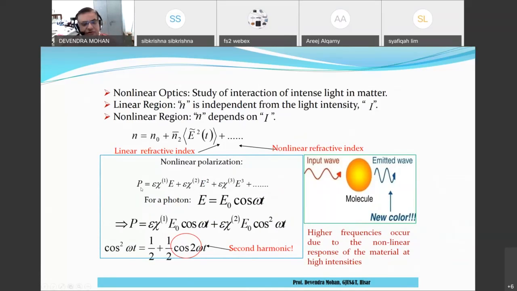As we know, the material is polarized, and polarization is written as epsilon naught times chi1 E plus chi2 E squared plus chi3 E cubed, and so on. For a photon, if you consider E equal to E0 cos omega t, the term E squared is E0 squared cos squared omega t. Applying our basic knowledge of trigonometry, the double angle formula gives cos of 2 omega t. So that means you are getting second harmonic. If you can find a material where fundamental light falls on it, you get at the output double the frequency.